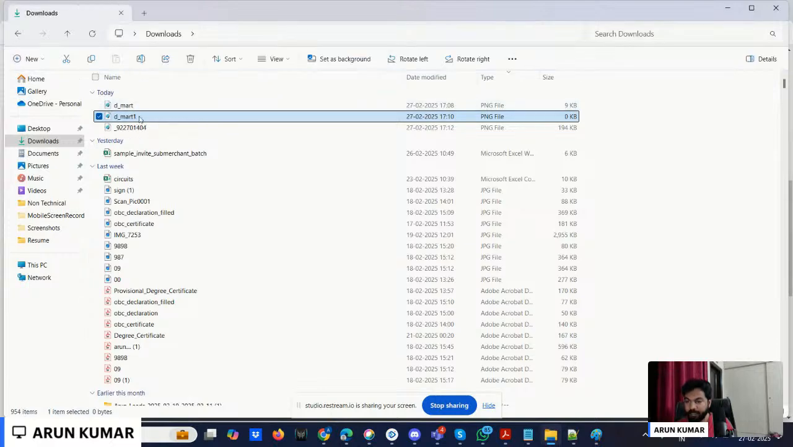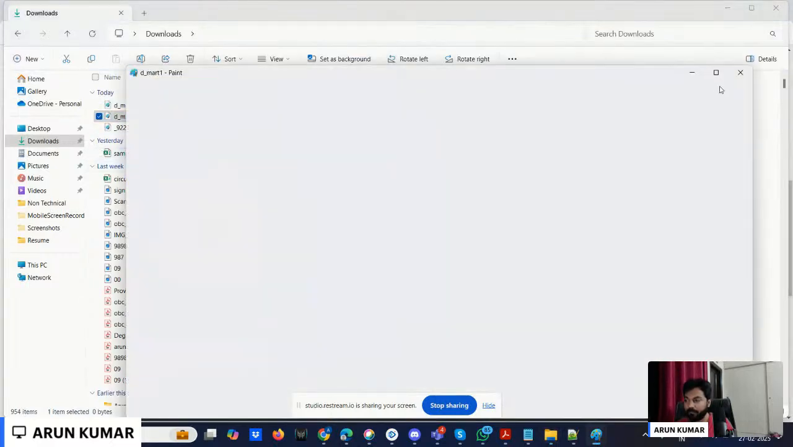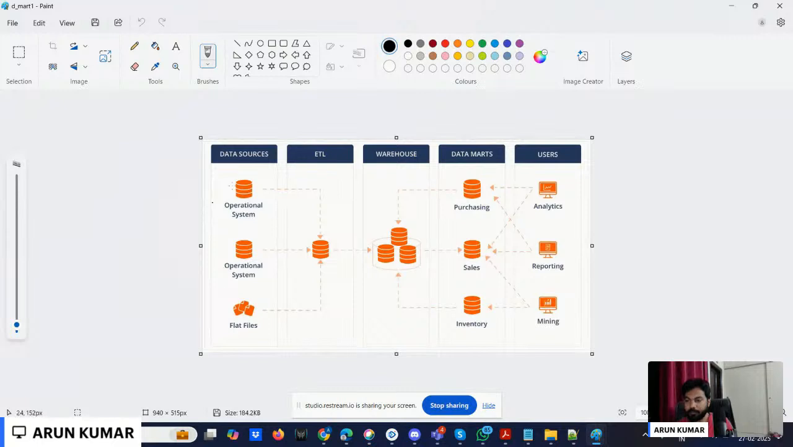I have a very beautiful diagram that I just downloaded from the internet to show you. In this diagram, in the data source there are many source systems. A data engineer performs the ETL operation, extract, transform and load, and loads to the data warehouse. This data warehouse has data of all the departments. It is a central repository, and every piece of data of the organization will be present in that data warehouse.